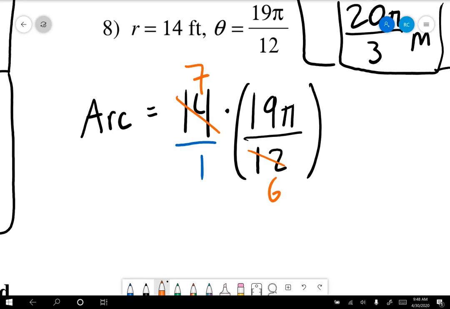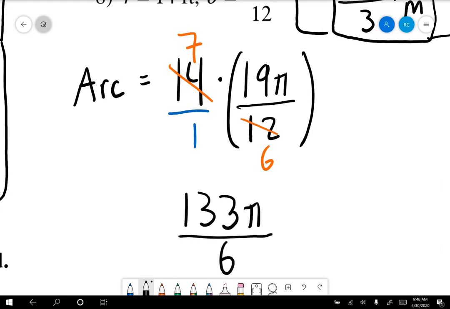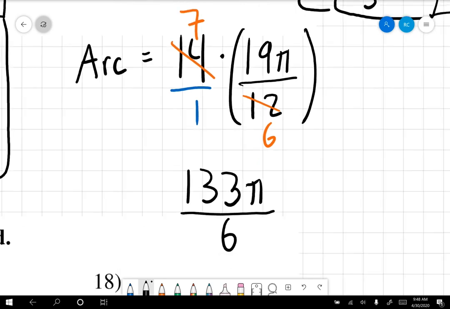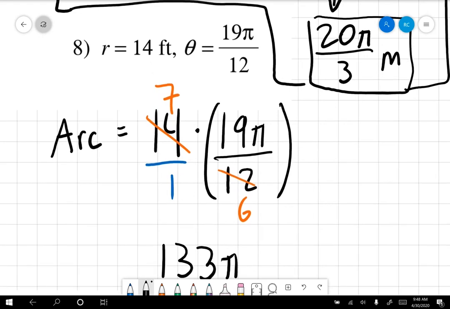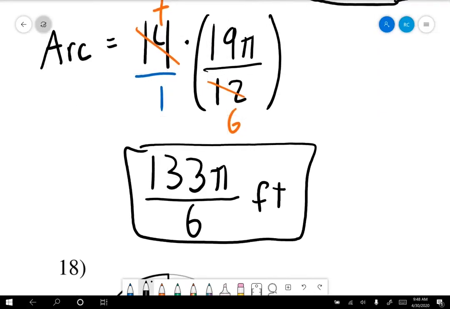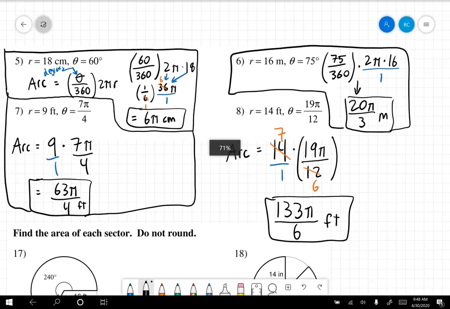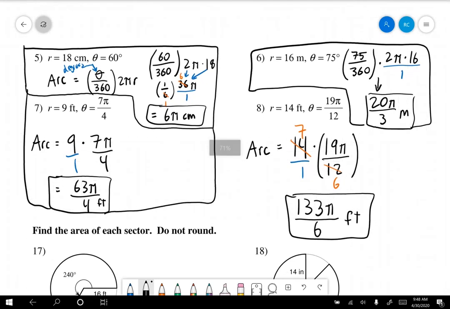Whew, 7 times 19. Let's see. 7 times 20 would be 140, minus 7 would be 133. I hope I got that right. The answer is 133. Man, I'm good at this. Okay. What were the units on that? Feet. And again, since we're staying exact, we're just going to leave it like that. We could use a calculator to get a decimal if we wanted to, but nah.